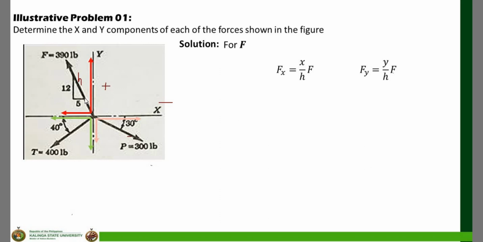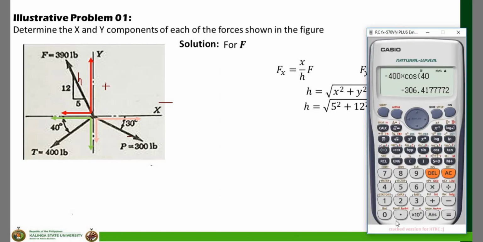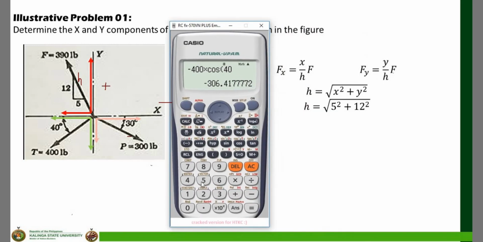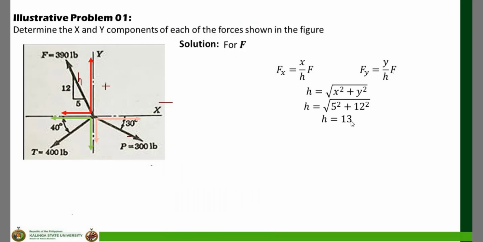Our run is 5 and our rise is 12. So, we need to determine the value of our h using this equation. Substitute lang po natin: 5 squared plus 12 squared. That is equal to 13. So, ang ating hypotenuse ay equal sa 13. So, pwede na natin gamitin yung ating working equation. Fx is equal to x over h times F, wherein our x is 5 and our h is 13.